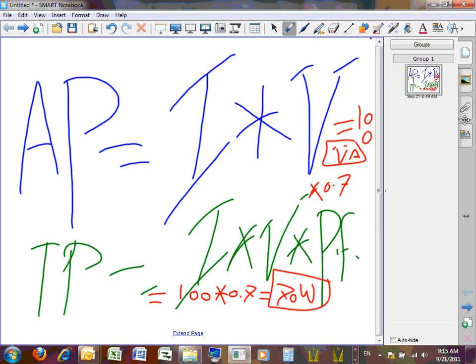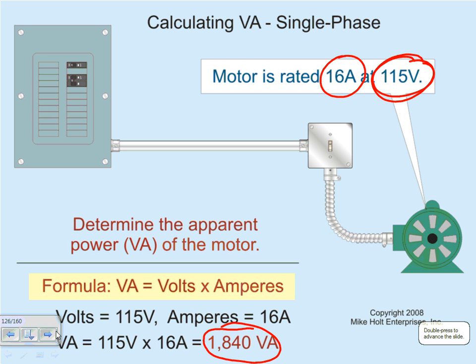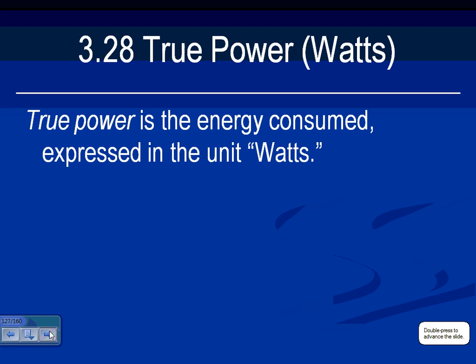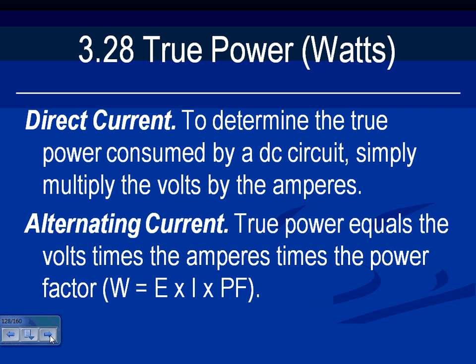And I promise we will do voltage drop calculation, a lot of voltage drop calculation. This is just a quick introduction to the impedance. True power. Here's that true power that we just talked about, the watt, guys. Direct current power factor is 100%. We're going to talk about this one.